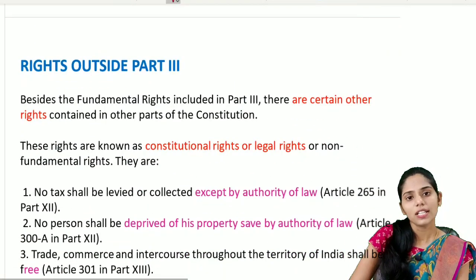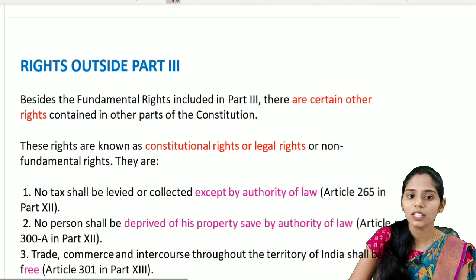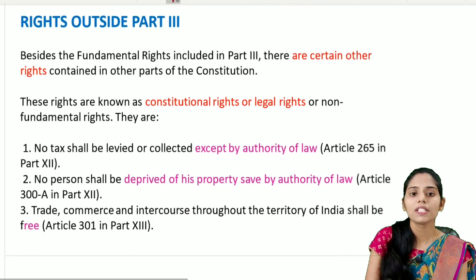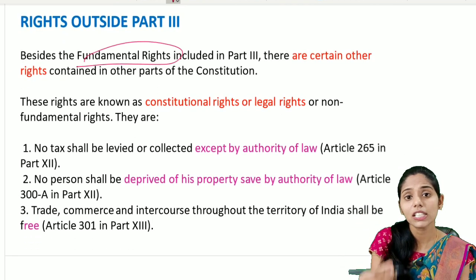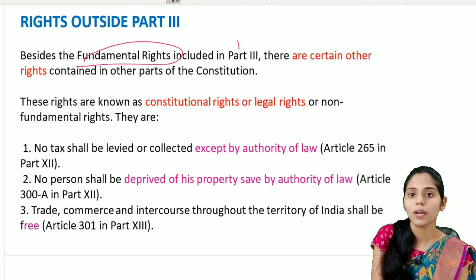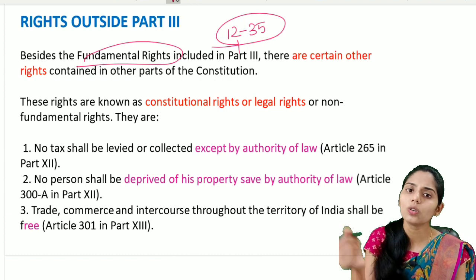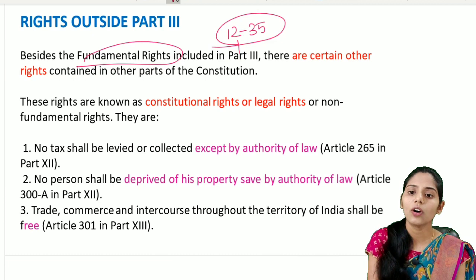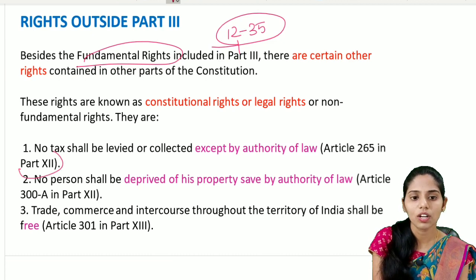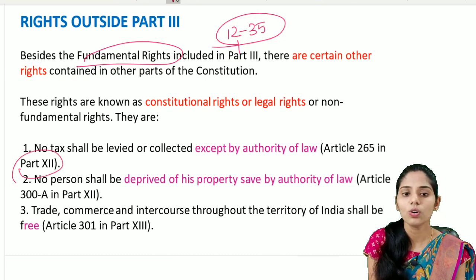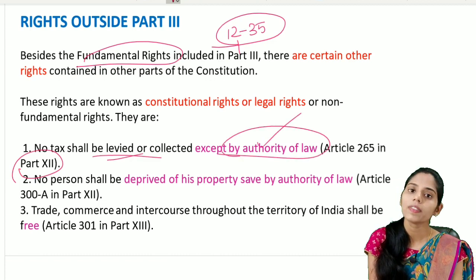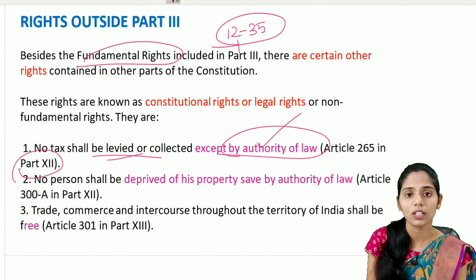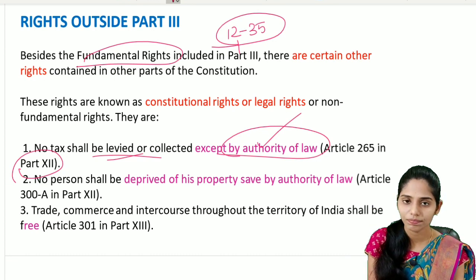So let us see the next important one, the rights outside Part 3 of the Constitution. Besides these fundamental rights, which are included in Part 3 of the Indian Constitution, mainly from Article 12 to Article 35, there are also certain rights contained in other parts of the Constitution. The first one is in Part 12 of the Constitution. It says no tax shall be levied or collected except by the authority of law, according to Article 265 of the Indian Constitution, which is present in Part 12.